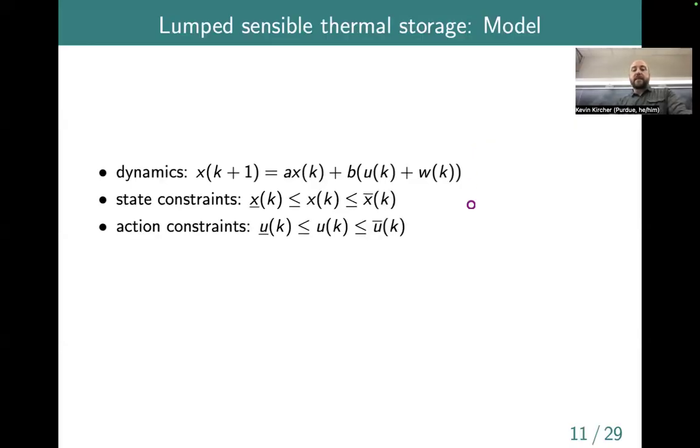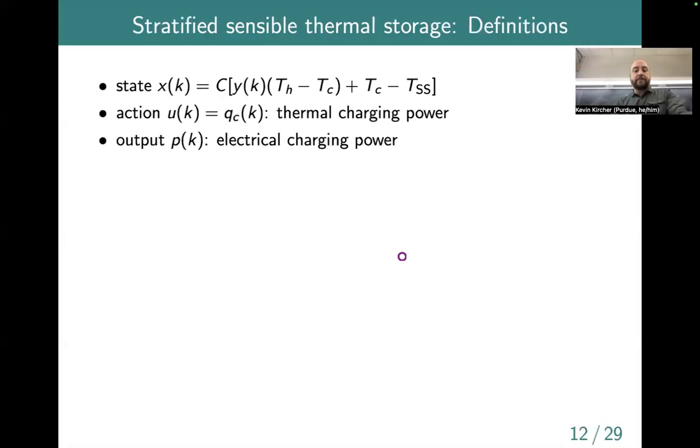We have time varying state and action constraints potentially. And our output equation basically is just taking the thermal power and dividing it by the COP in order to get the electrical power. Okay, so that was for the lumped sensible model. We also have the stratified sensible model where we deliberately avoid mixing inside of the tank.